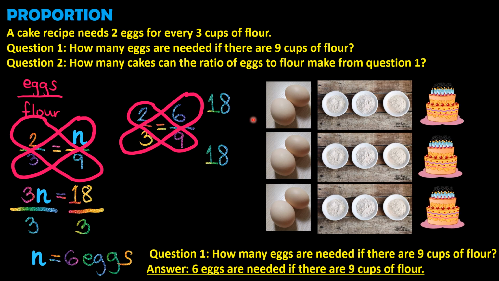So to answer number 2, how many cakes can the ratio of eggs to flour make from question number 1? We can make 3 cakes. If we have 6 eggs and 9 cups of flour, we can make 3 cakes.